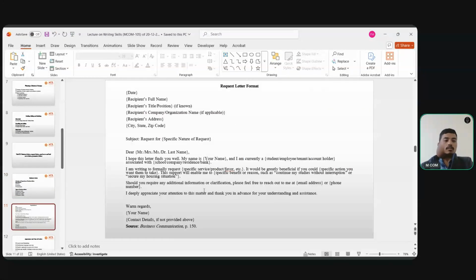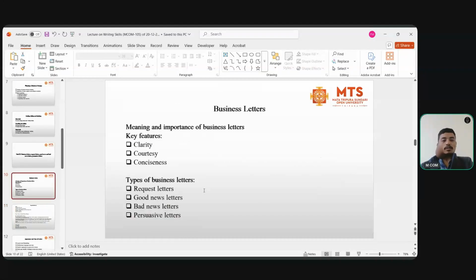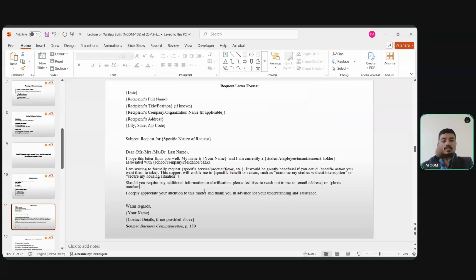Before that, here is an example. I have shown you in the previous slide the types of business letters, right? Like request letters, good news letters, bad news letters, persuasive letters. I have also told you what exactly they are and how the language should be, right? So here is an example of one type of business letter, a request letter format. It is from the SLM page number 150. You may look into it from the SLM. So this is the structure of a request.